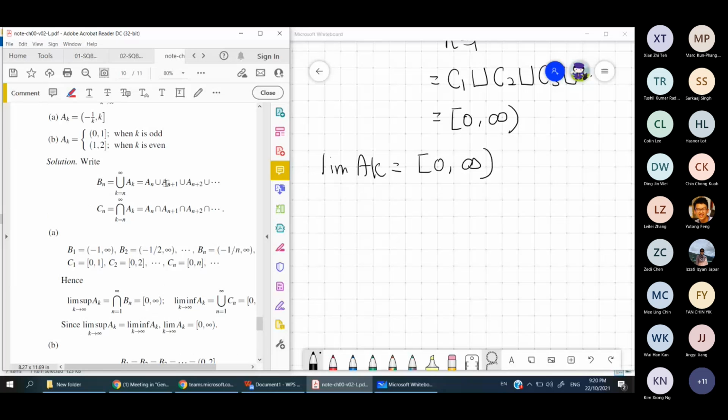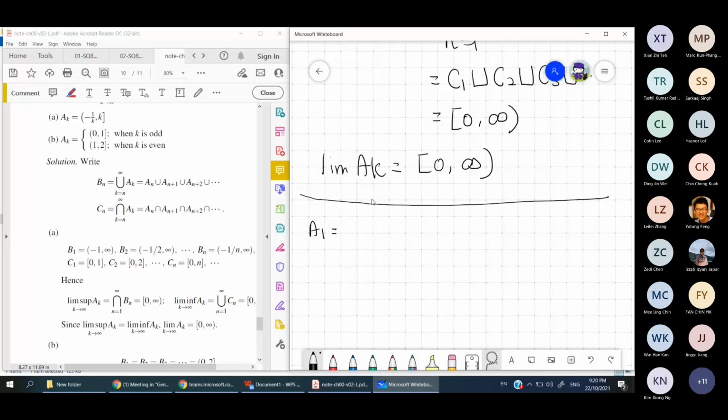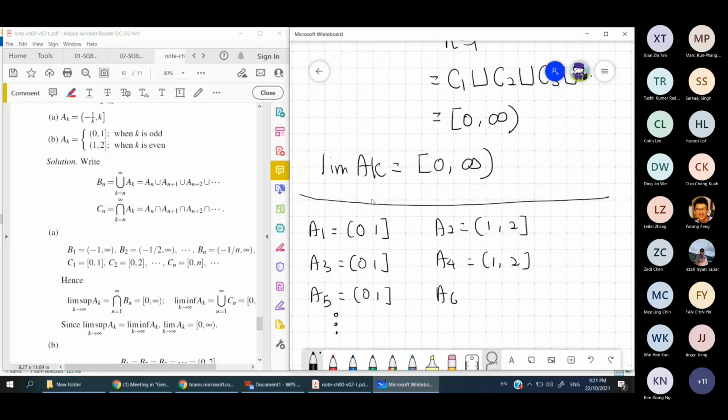So maybe we carry on with this. This is quite straightforward. A1 is 0 to 1, and A3 is the same. A5 is the same, and so on. Sorry, A is 5, not 4. And next for the even terms, that will be 1 to 2. A4 is 1 to 2. A6 is 1 to 2, and so on.